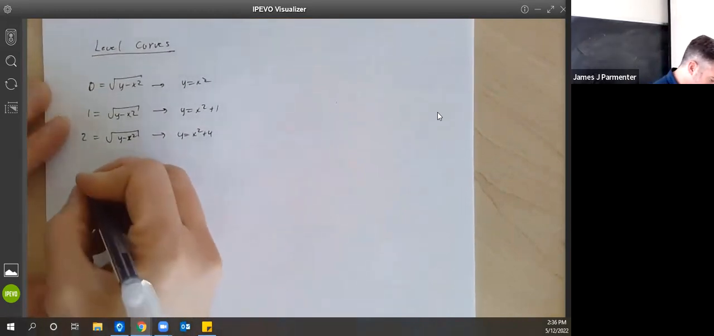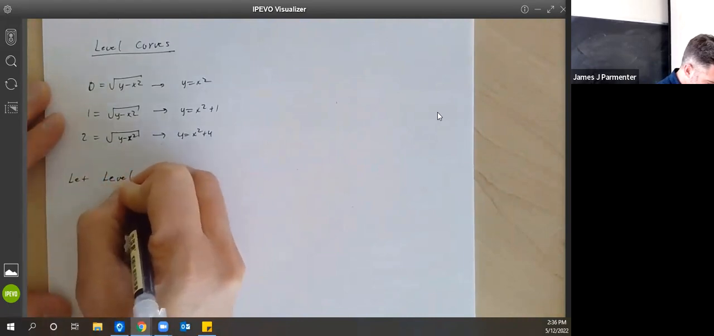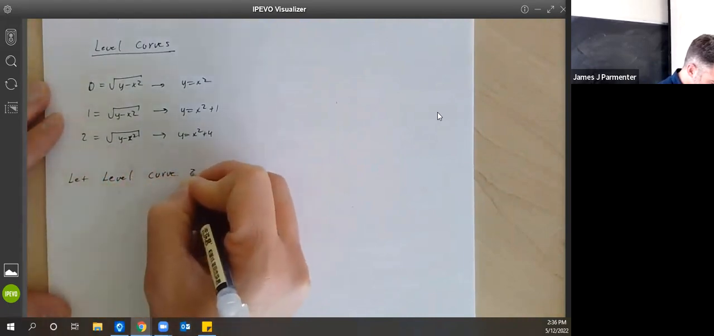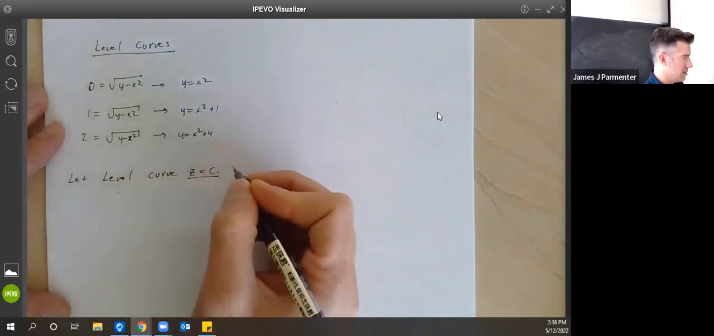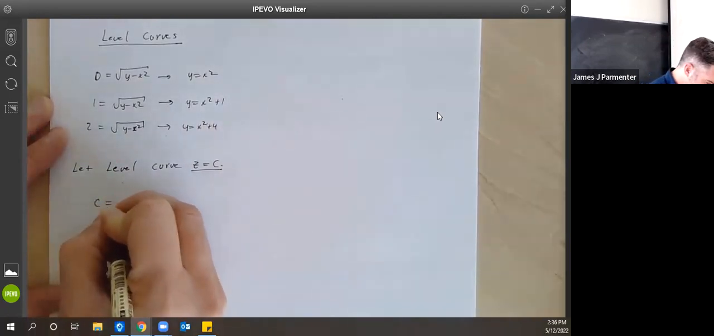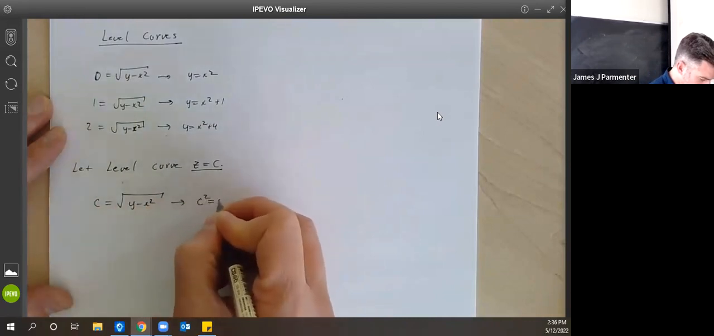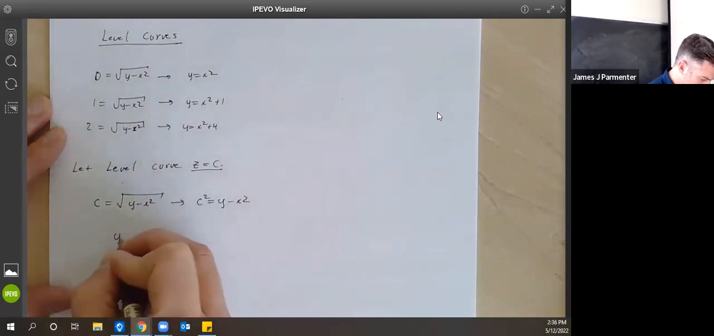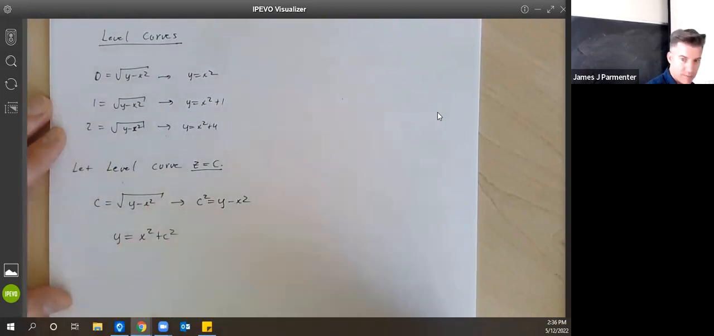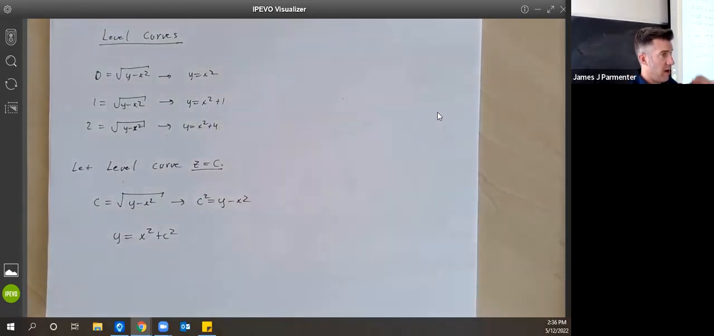What I want you to do is say, okay, if I'm going to let my level curve be, say, z equal to c. I don't know why we use c, probably because it's a constant, but that's typically what we use. So if I say c equals the square root of y minus x squared, and I solve this, I'm going to get c squared equal to y minus x squared. I'm going to get y equal to x squared plus c squared. So then I know that however high up in the z-axis I am, my parabola is just y equal to x squared plus that height squared.